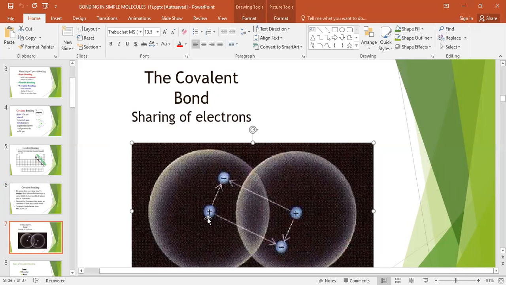So the proton of the first atom is attracted by the electron of another atom when they form a chemical bond, or the opposite: the proton of the second atom is attracted by the electron of the first atom, and they form a chemical bond. So anyway, one proton attracted with electrons, they form a chemical bond. Clear now?